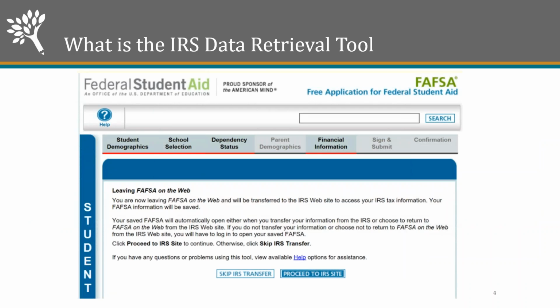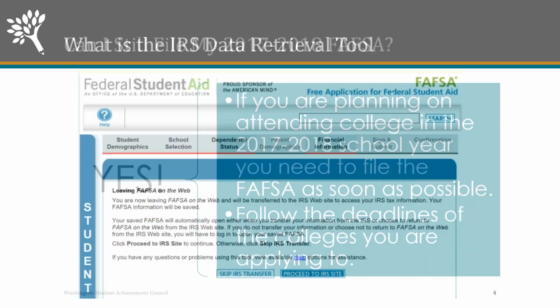So this is what it looks like on the website. They'll ask you if you want to proceed to the IRS site. This is still up right now, and then once the student logs in, or the FAFSA applicant logs in, it'll tell them the tool is down. So they're just going to be skipping it at this point in time. But I just wanted you guys to see what it looks like on the FAFSA.